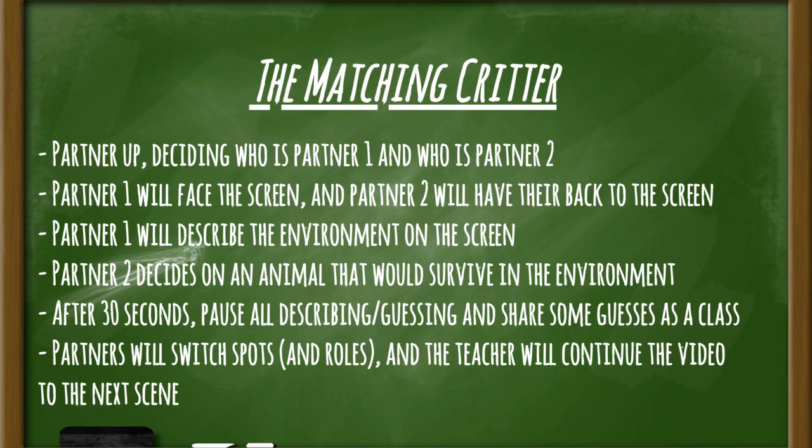So the challenge is one student that is facing the screen is going to have to give detail about the environment. What's it like there? The temperature, the weather, different environmental factors that are going to impact animals that live there. And the other student is going to have to decide what type of animal would be successful based on these clarifications. After about a few seconds, your teacher can continue the video and it will switch to a new environment. Then you and your partner can switch.